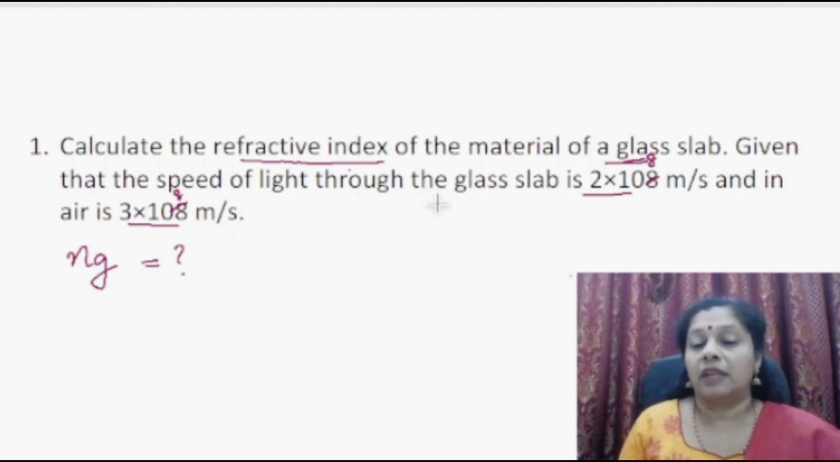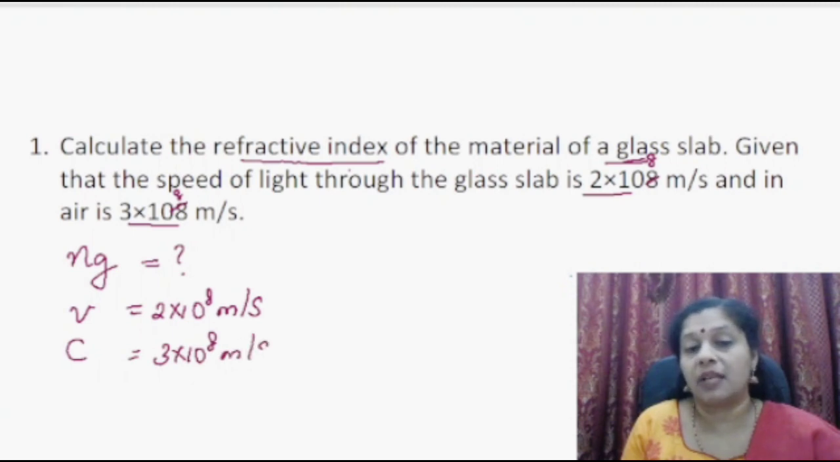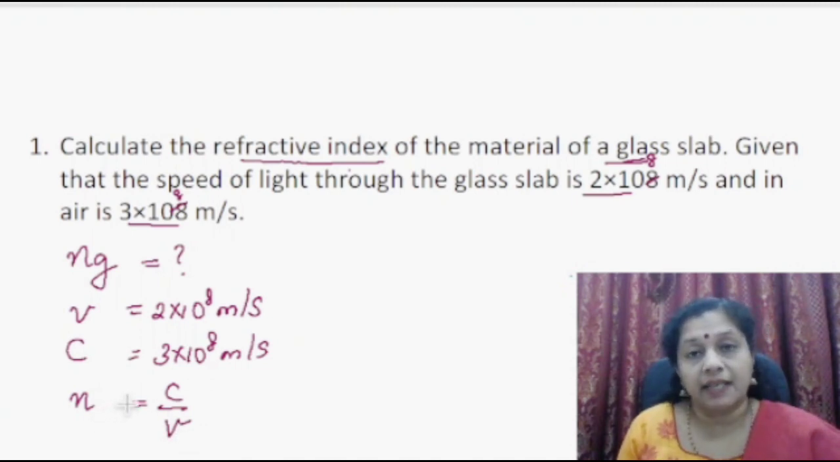And we know the velocity through the medium, that is V is equal to 2 into 10 to the power of 8 meter per second. And that through air or vacuum it is called as C. So it is 3 into 10 to the power of 8 meter per second. This value you have to know by heart. Sometimes they will give it in the question itself. So to find out refractive index, we have the formula N is equal to C upon V. So this refractive index is actually absolute refractive index because one of the media is air or vacuum.